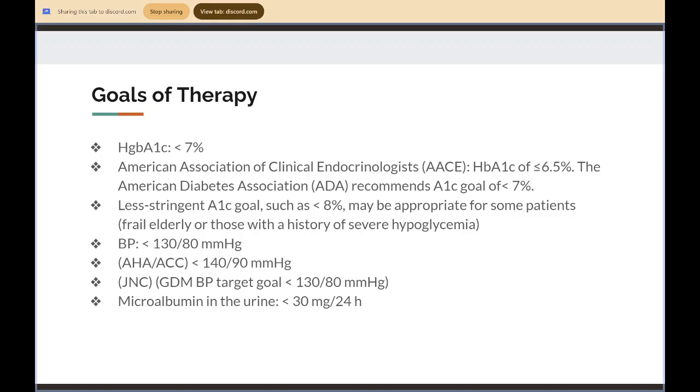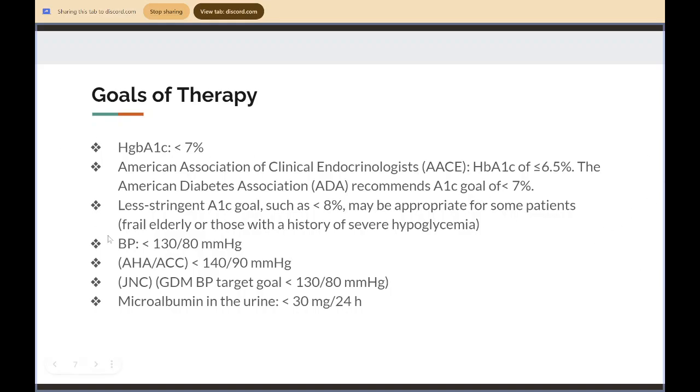Now, poorly controlled diabetes in pregnancy, and I'll add that to the presentation, increases the maternal risk for DKA, preeclampsia, spontaneous abortions, preterm delivery, stillbirth, and delivery complications.